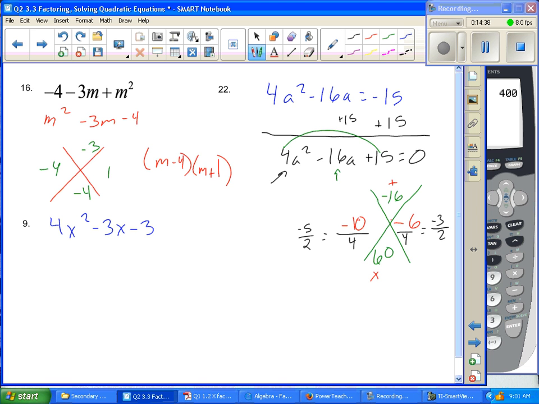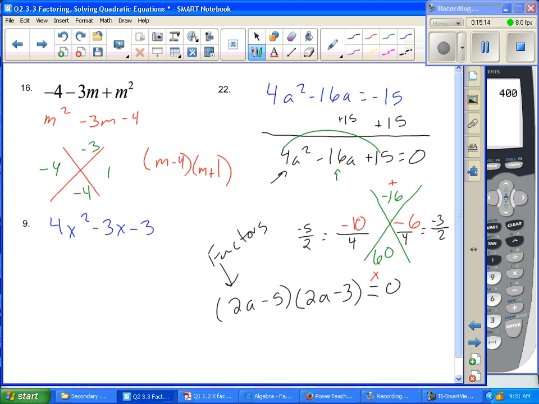Now that I have that, I'm going to write it as a factor. So if there's a denominator, the denominator goes in front of your variable. My variable was an a. So my factor will be 2a minus 5. So the denominator with the variable, and then you put the numerator next. And then in the other factor, the denominator was a 2. So I put a 2 and then the variable, which was a, and then I put the numerator, which was negative 3. So this right here is the factors.